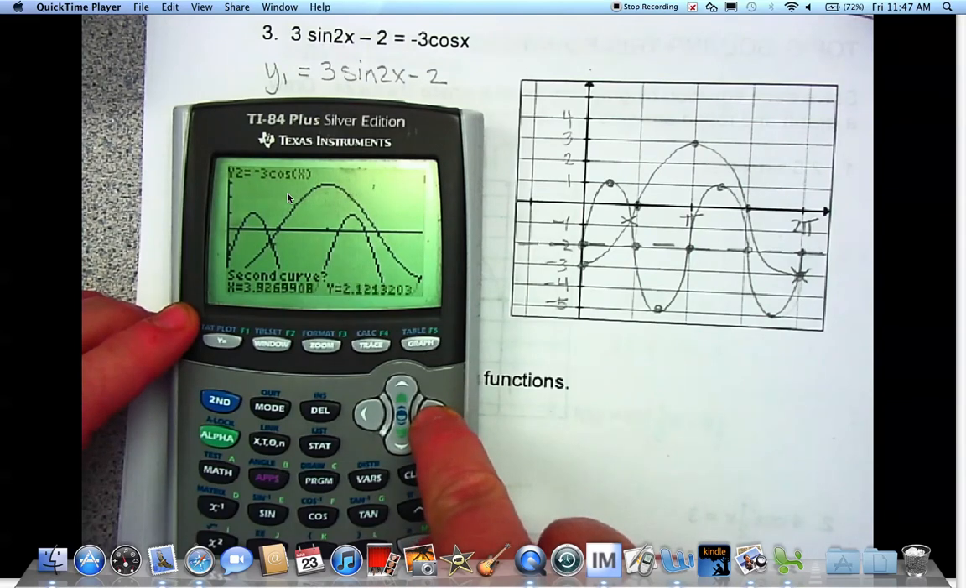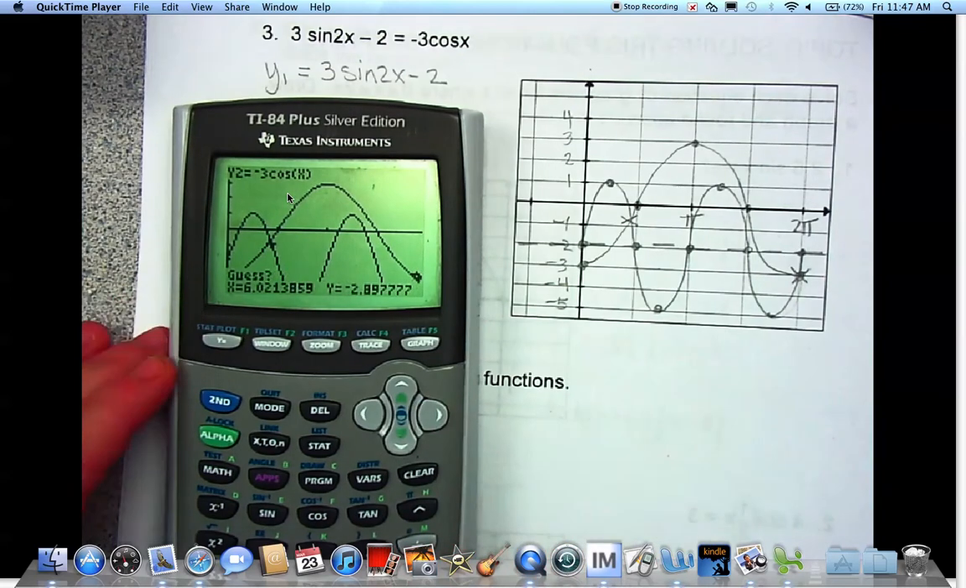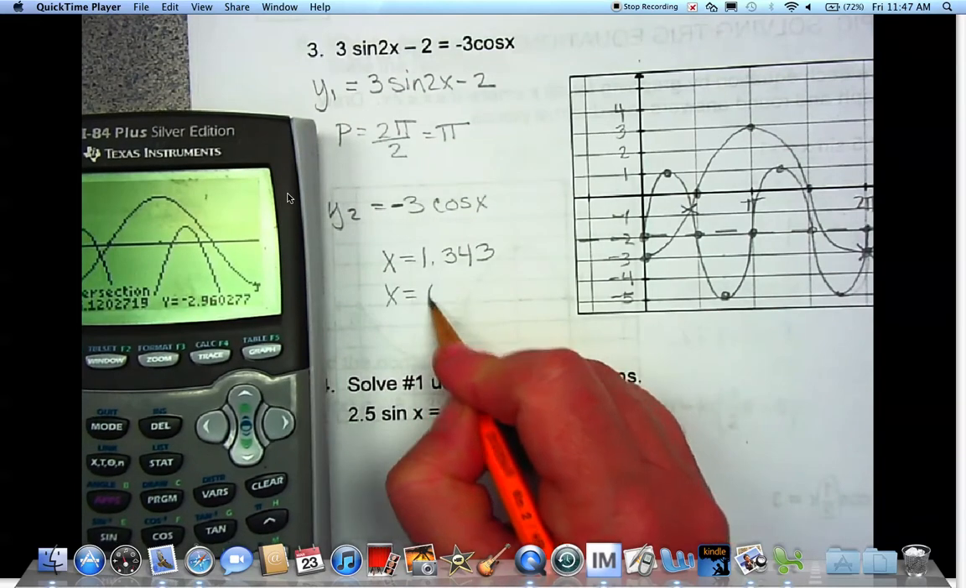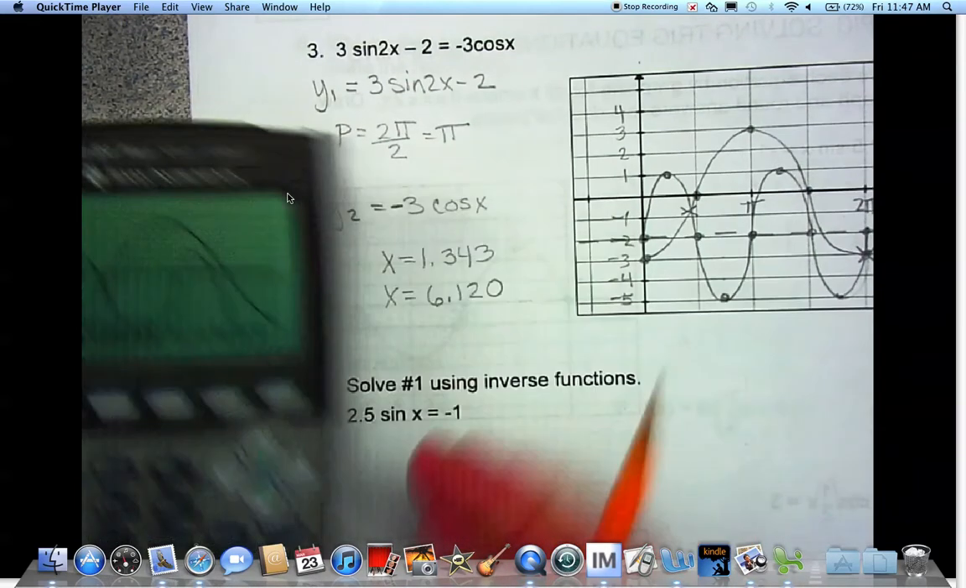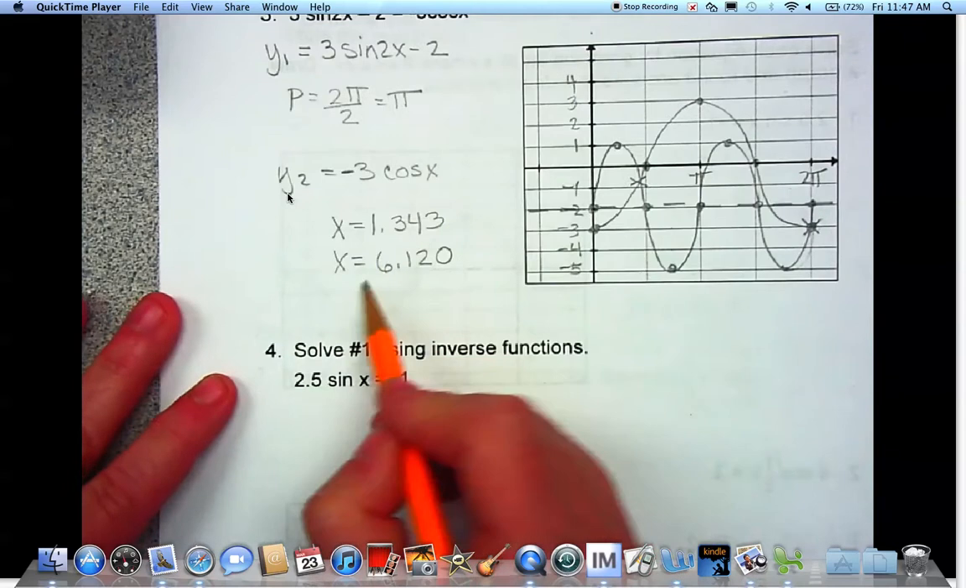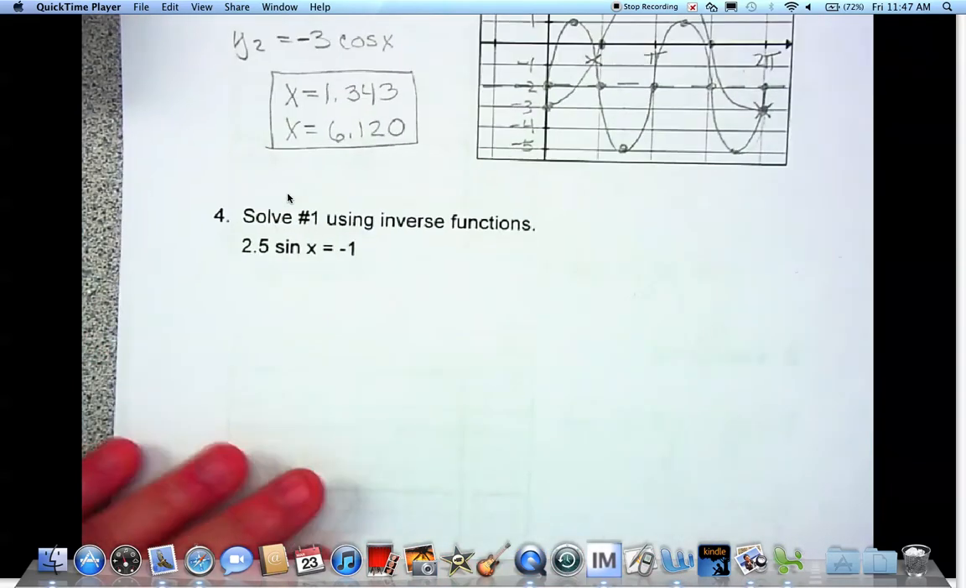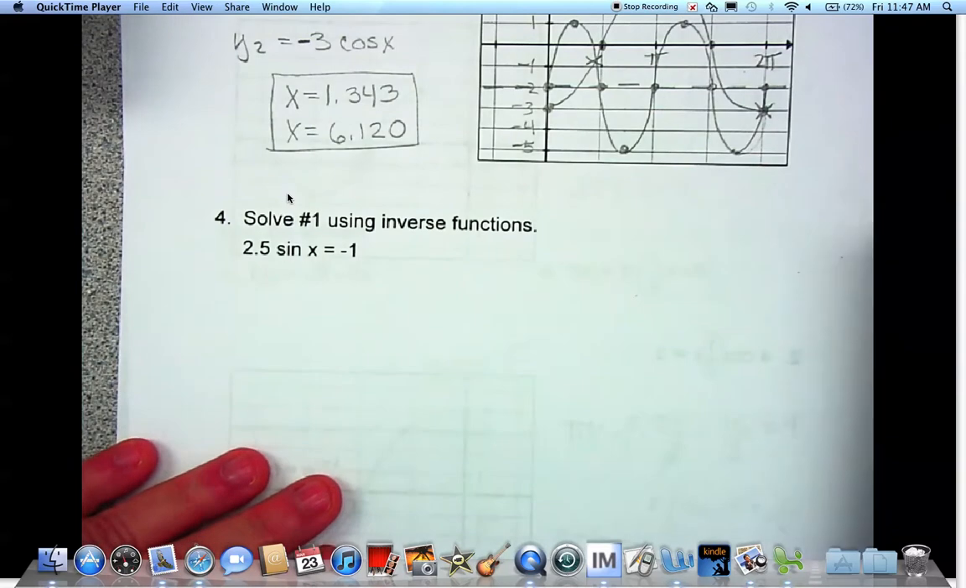Scrolling in the thing. Like it? This is good, easy. Good calculator. Oh, you've got that. Using inverse functions. Did I say inverse? It sounded like it.